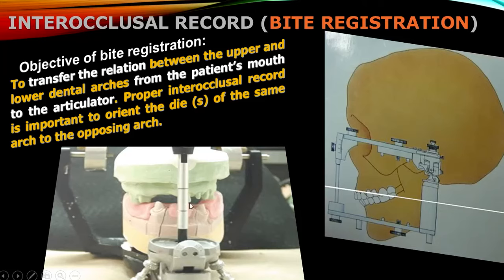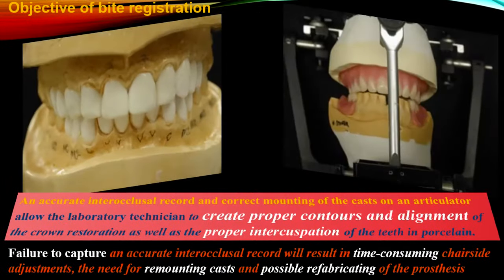مثل ما نشوف after we transfer the relation we mount it on articulator فصار عندنا orientation of the opposing die to each other. The accuracy of record is very important to have a correct mounting of the cast on an articulator, and this will allow, أهميتها هذه أيضا, to allow the laboratory technician to create proper contour and alignment of the crown restoration as well as the proper intercuspation of the teeth.